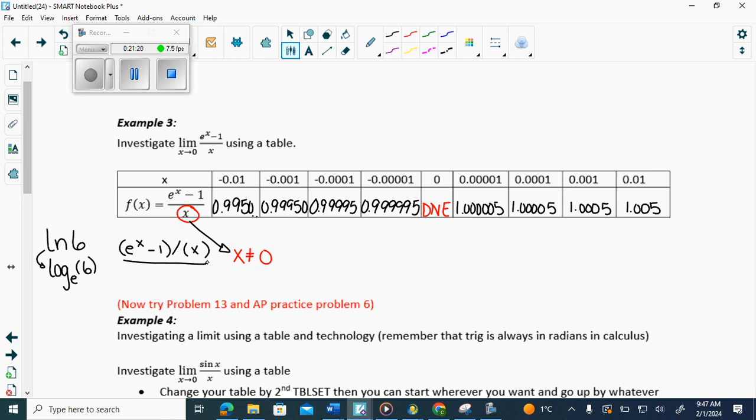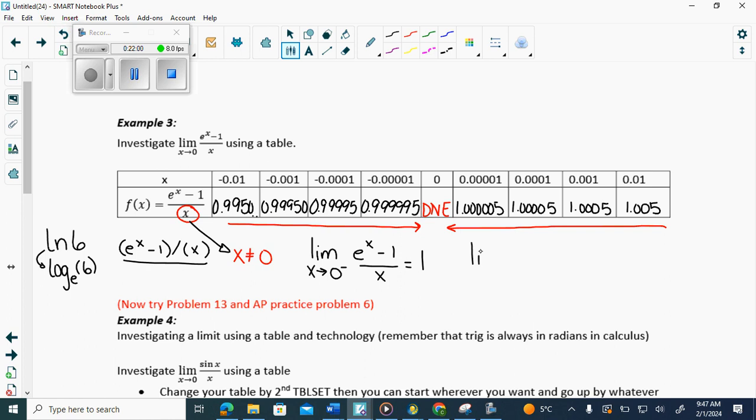Okay. So if we approach it from the left, what's it approaching? What is 0.999995 we're getting really close to? 1. So I'm going to say the limit as x approaches 0 from the left, which means that little negative sign, of e to the x minus 1 over x equals 1, correct? That's from the left. Then I'm going to do it from the right. The limit as x approaches 0 from the right of e to the x minus 1 over x is going to equal 1, because 1.0005 is getting really close to 1, correct? Now from the left and the right, do they approach the same thing?